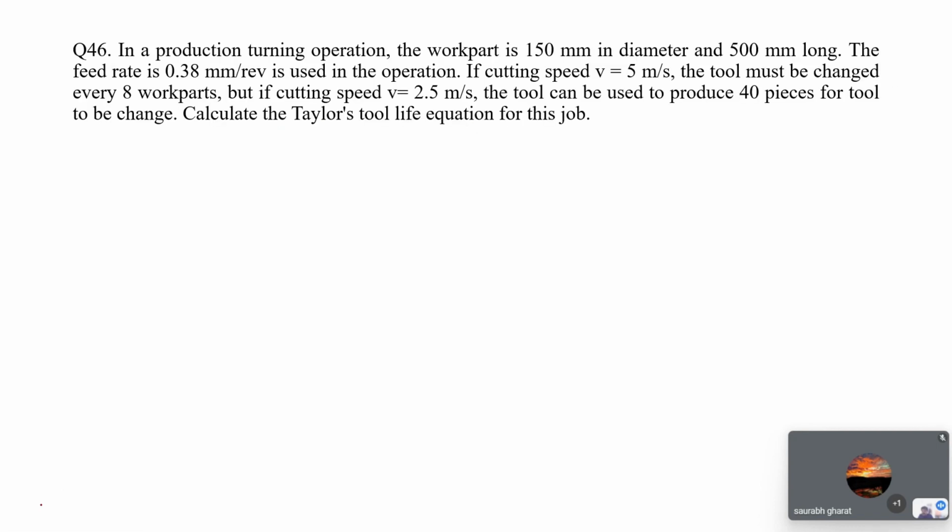Then we have one more last question, I think. In a production turning operation, the work part is 150 millimeter in diameter and 500 millimeter long. The feed rate they have given is 0.38 millimeter per revolution. Work part diameter is given 150 millimeter. Length is given 500 millimeter.